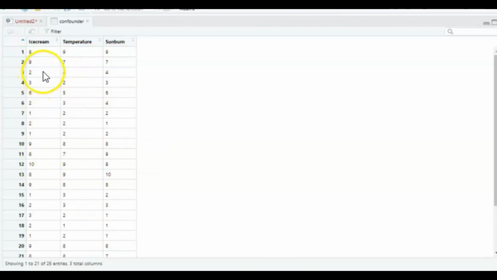In the last episode we took a look at ice cream to sunburn, where ice cream was the independent and sunburn the dependent variable, and it seemed to be a really strong relationship. But once we added the confounder temperature into the regression model, it turned out that temperature actually has a really strong connection with sunburn. And the original connection between ice cream and sunburn was not significant anymore. So that shows that it's important to add confounders into your regression model.